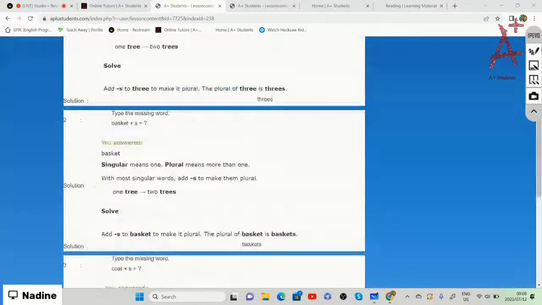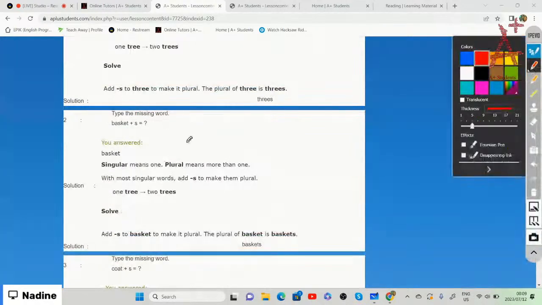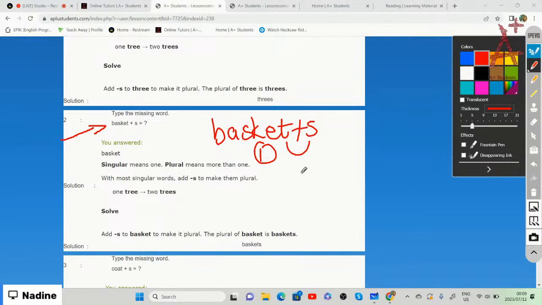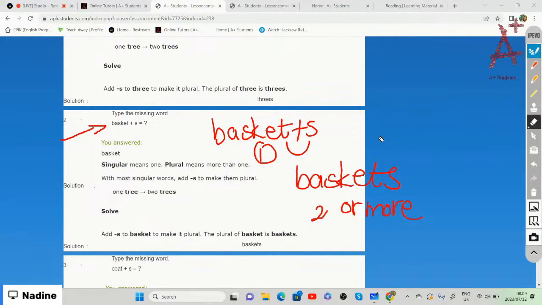All right. Next one says basket plus S. So basket refers to one basket, right? Only one basket. However, if we add the S to that word, then it changes to the word baskets. So it's either two baskets or more than two baskets, right? So one basket.